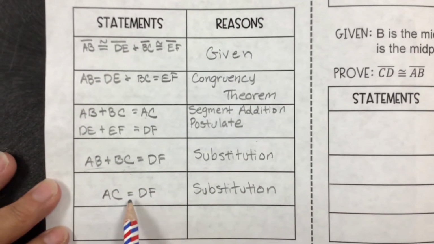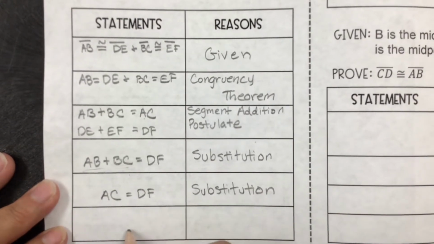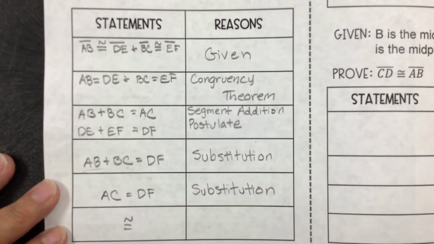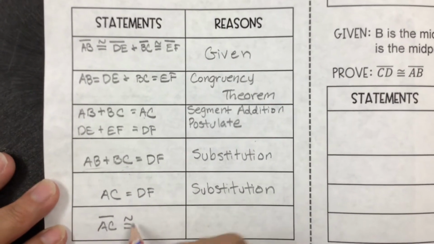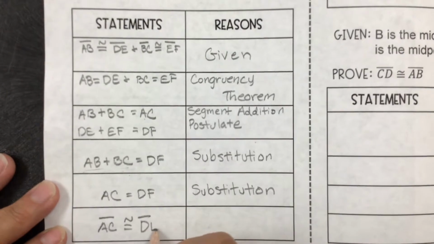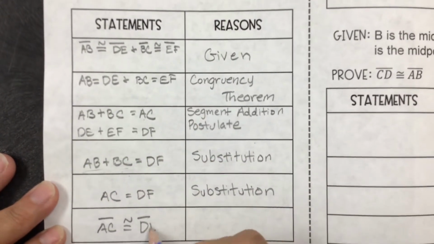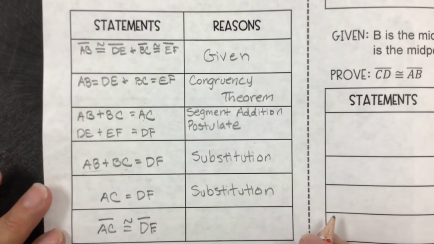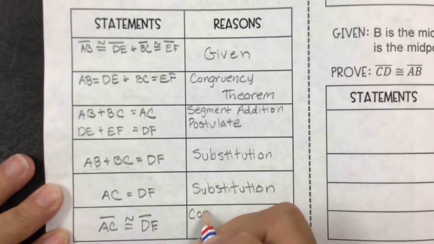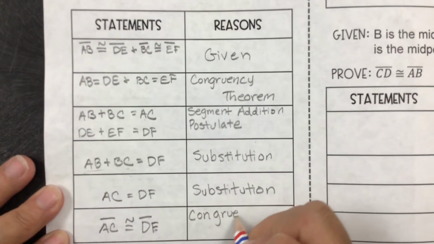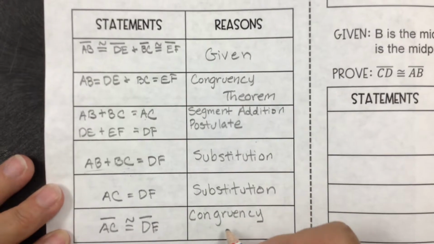The last one, we have an equal sign and we need to make it a congruent sign. Once we make it a congruent sign, we have to say that the segment AC is congruent to the segment DF. What's the reason that we can change those from equals to congruence? The congruence theorem.